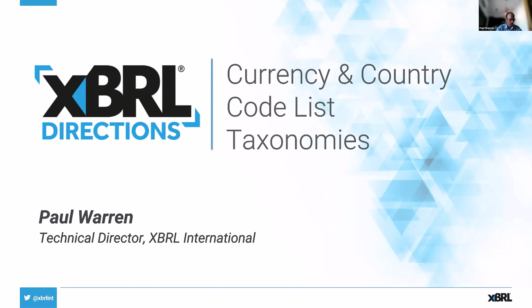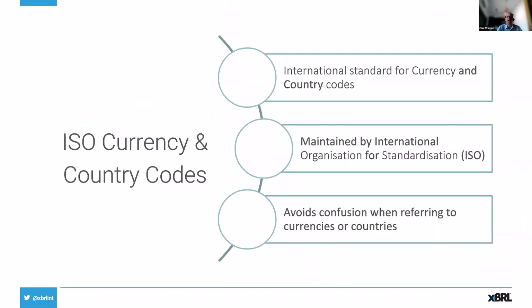how they work. But before we do that, let's first just have a little look at the underlying code lists that we are modeling. The code lists that the taxonomies cover are the ISO currency and country code lists. These are maintained by the International Organization for Standardization, or ISO, and their use provides consistent codes allowing you to unambiguously identify countries and currencies.